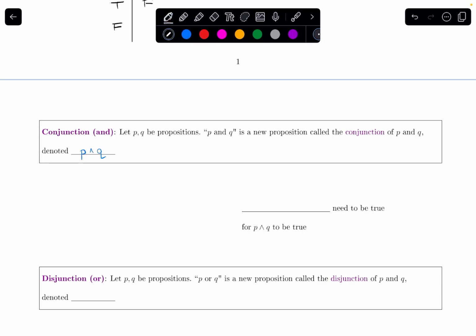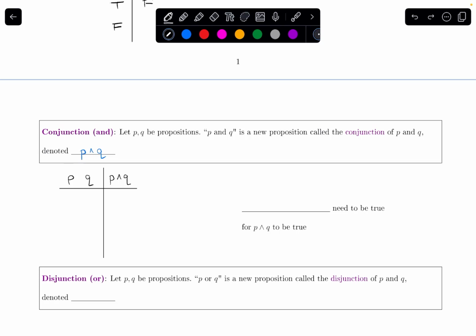I'm going to draw the truth table for this. This time, we need two propositions to build this new one. So I'll have a P, I'll have a Q, and next to it, I'll put my P and Q. I'm going to draw my horizontal line, and this time one vertical line next to P and Q. On the other side, I'll have the building blocks, the P and the Q, that formed this final proposition.